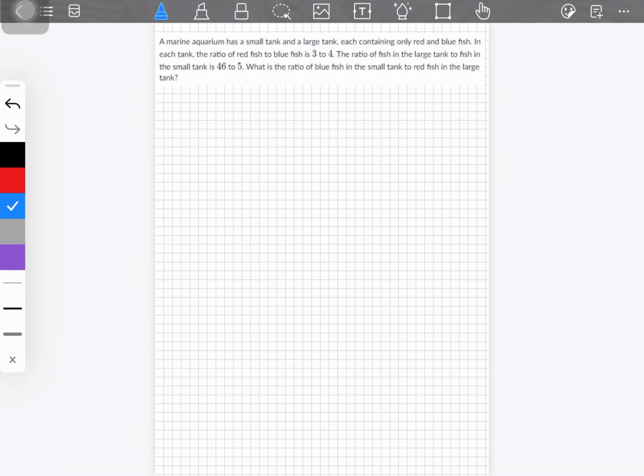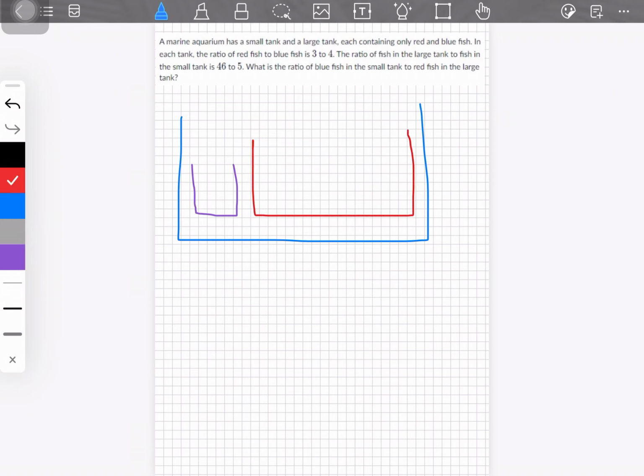So let's start. A marine aquarium has a small and a large tank, each containing only red and blue fish. So let's make a figure to understand what this question is really saying. There are two tanks inside. The figure might not be exactly what the question is demanding, but for our ease, let's understand it that way. That is the small tank, and this is the larger one. Another hint that the question is giving is, in each tank the ratio of red fish to blue fish is 3:4. So it's constant.